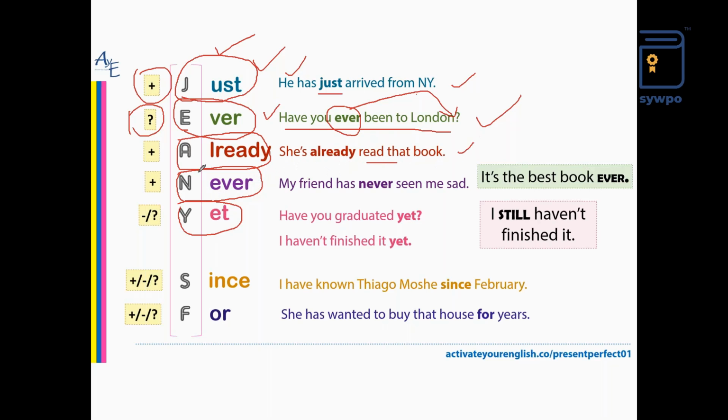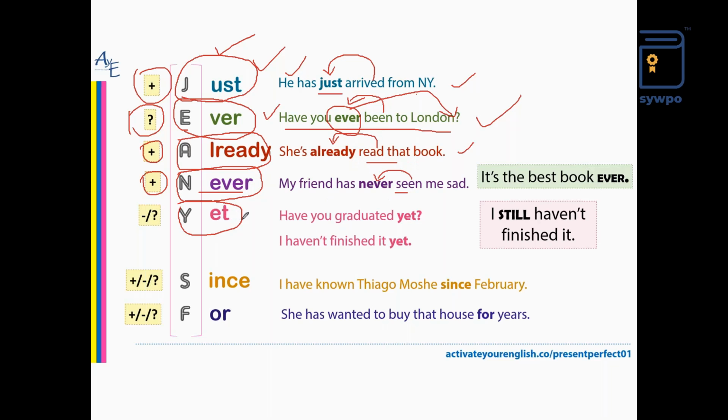Next, if you see, she has already read the book. So you see here, already is used in positive sentence. The word never is also used in positive sentence only. My friend has never seen me mad. Now I want you to see one thing here. The word just is written before the third form. The word ever is written before the third form. The word already is also written before the third form. And if you look here, the word never is also written before the third form of the verb.